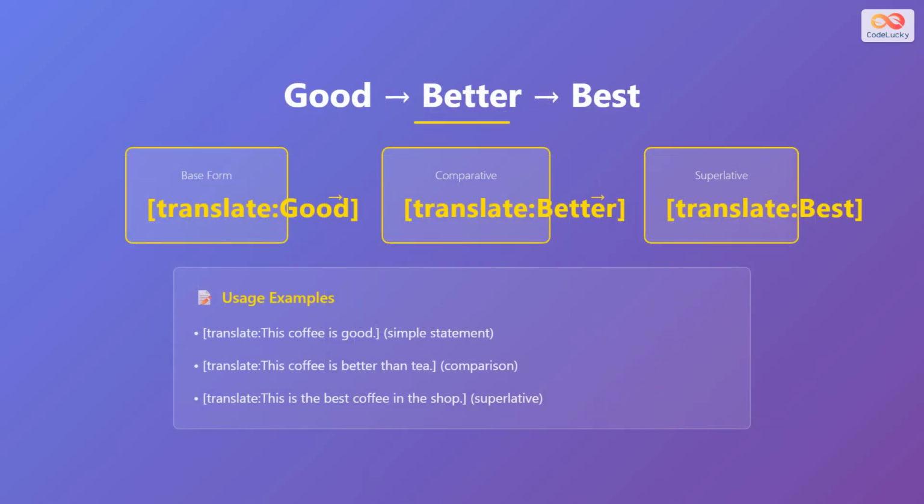Let's start with one of the most common irregular forms. The base form is good. When comparing two things, we use better. For example, this coffee is better than tea. When comparing more than two things, we use best. For example, this is the best coffee in the shop. Notice that good, better, and best are completely different words. There's no pattern to follow, so we must memorize these forms.